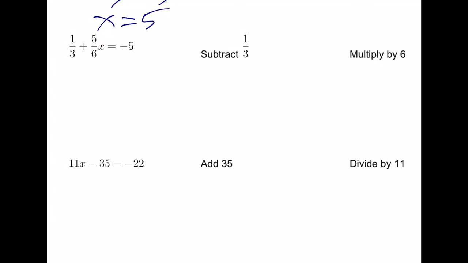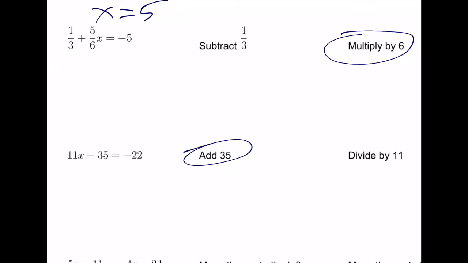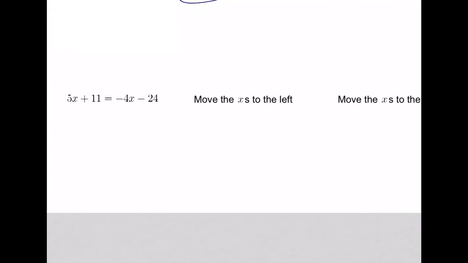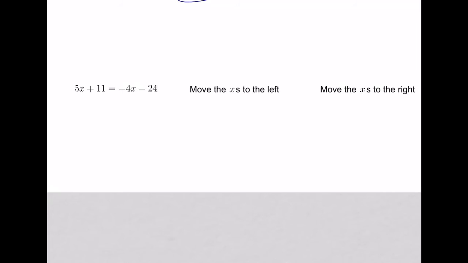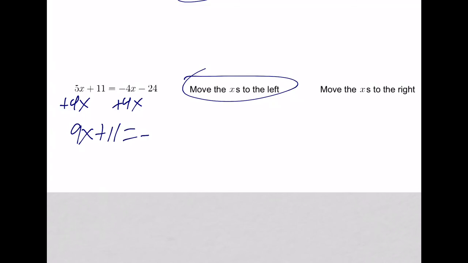Next up, to get rid of the fractions, we can multiply by 6. Then we add 35. Here, should we move the x's to the left or the right? Moving them to the left avoids the negative, because when we do plus 4x on both sides, we get 9x plus 11 is equal to negative 24.